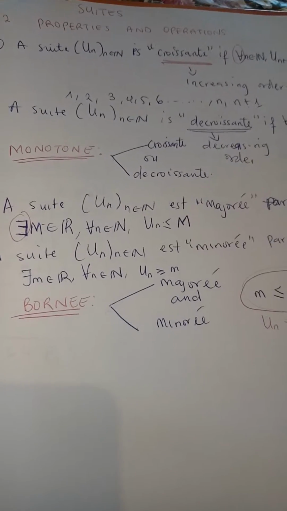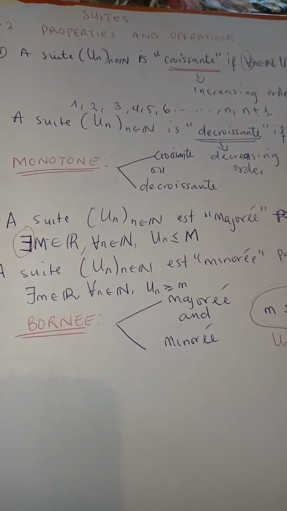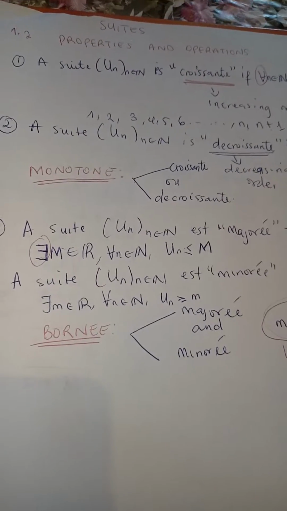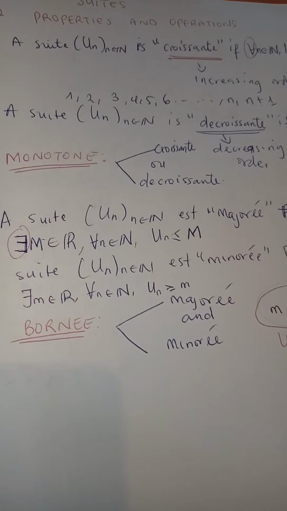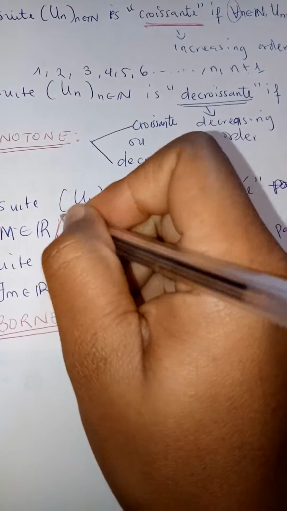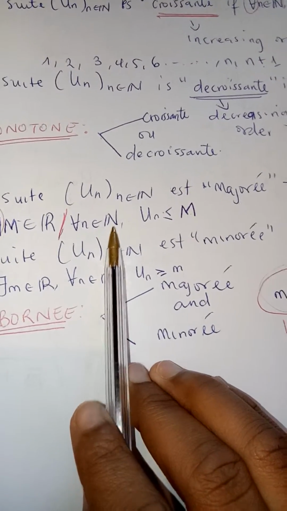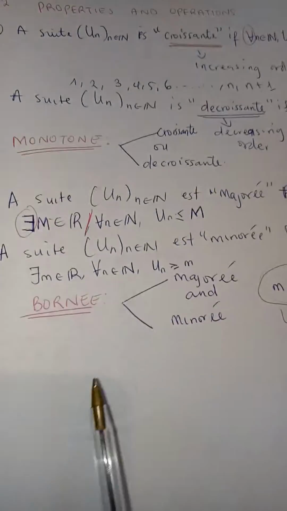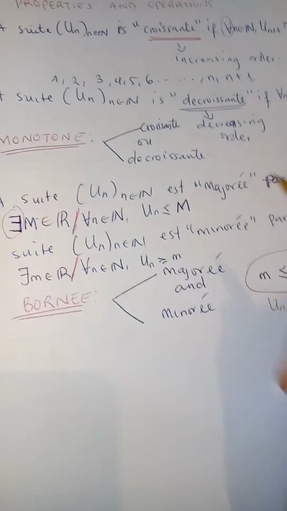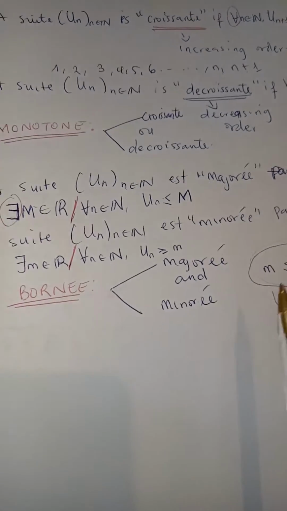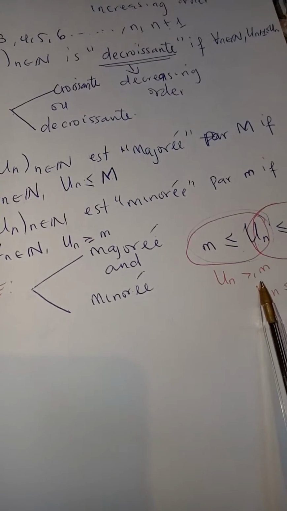Now a suite un is majorée par grand M, and that grand M is in real numbers. So il existe un M appartient à R tel que pour tout n appartient à l'ensemble N, un est inférieur ou égal à M. The same thing we applied for when it is minorée, and we said that the suite is bornée when it is at the same time majorée and minorée. That is when it has this definition.